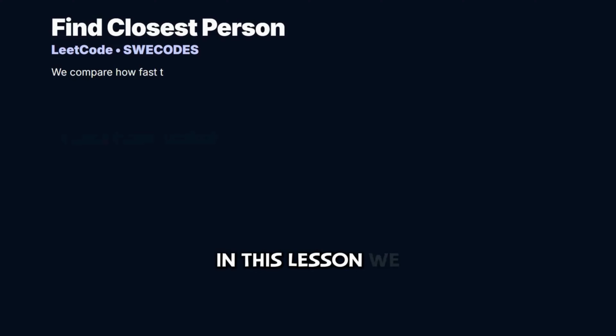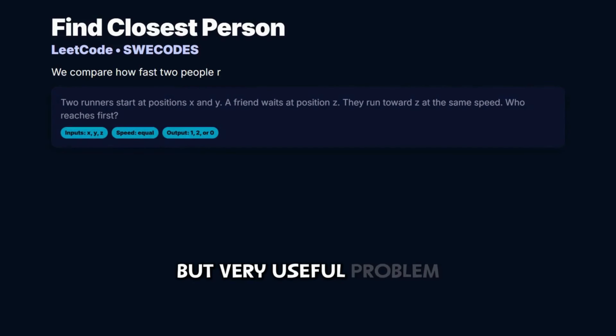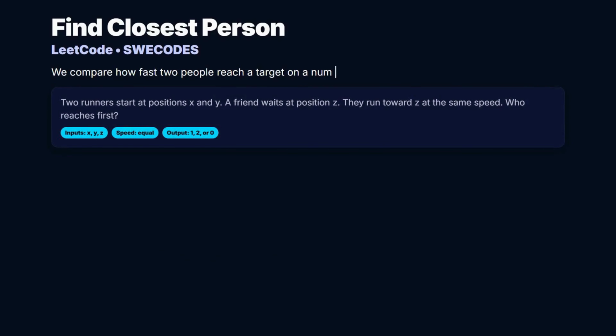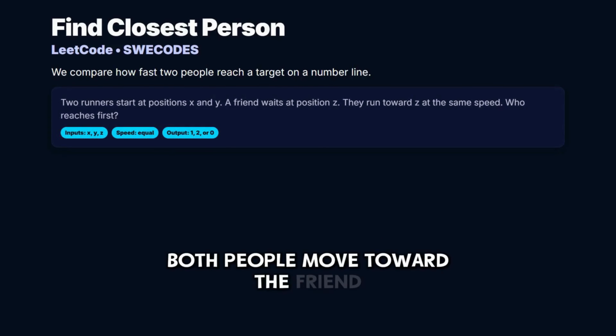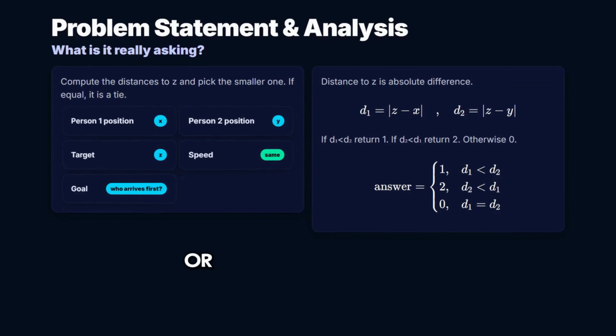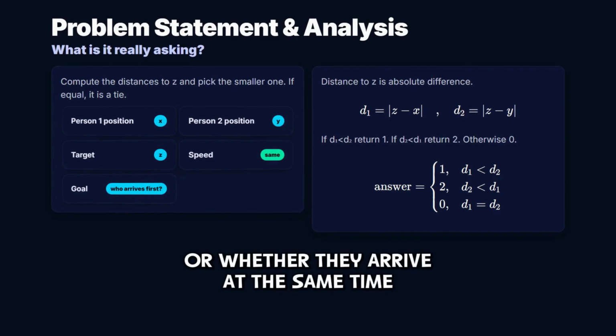In this lesson, we will solve a small but very useful problem that teaches careful thinking and clean coding. Two people start at different positions on a straight number line, and a friend is waiting at a fixed position. Both people move toward the friend at exactly the same speed. Our task is to decide which person reaches the friend first, or whether they arrive at the same time.